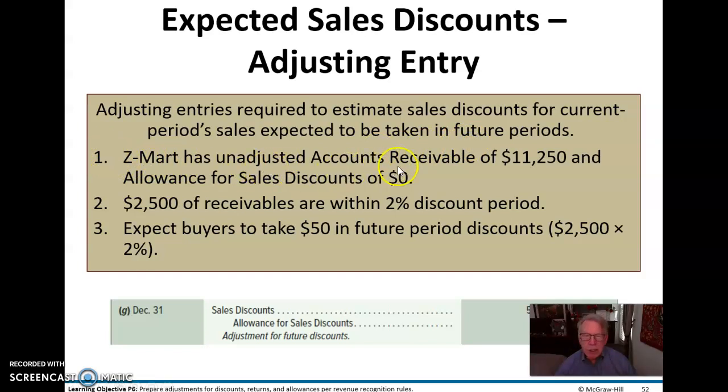It has an unadjusted accounts receivable balance of $11,250, but the allowance for sales discounts is zero. So we have $2,500 of receivables that are within the 2% discount range. We expect that those buyers are going to take $50 in future period discounts, computed by multiplying 2,500, the receivable balance, times 2%. And we book it by debiting sales discounts and crediting an allowance for sales discounts.